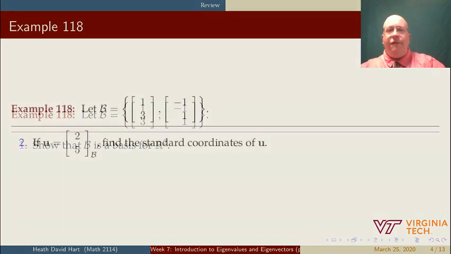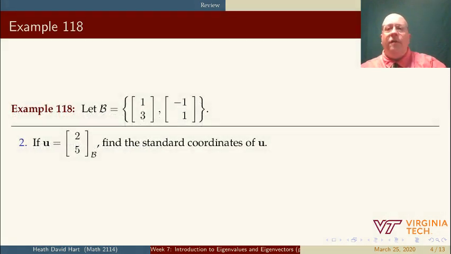Since it's a basis, we can use this basis to represent points using alternate coordinates. And so the question I want to ask here is, if I have the vector 2, 5 in the alternate coordinate system, how do we find the standard coordinates of u? Anytime we want to go from the alternate coordinates to the standard coordinates, all we have to do is work out a linear combination.